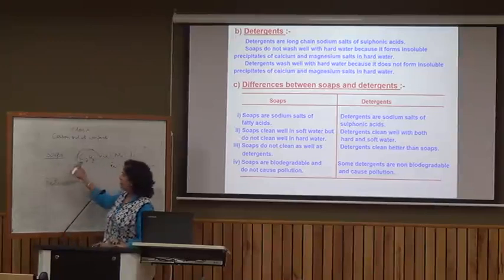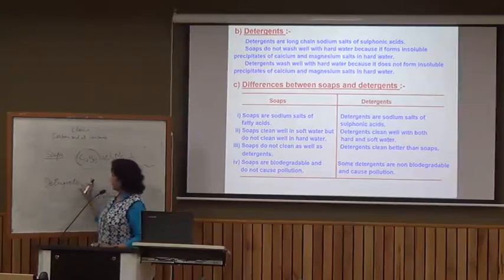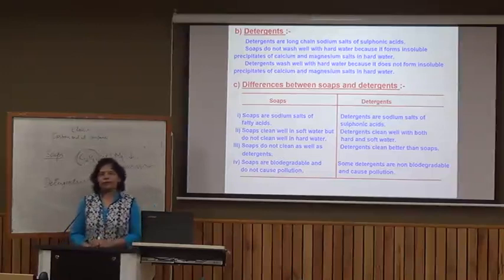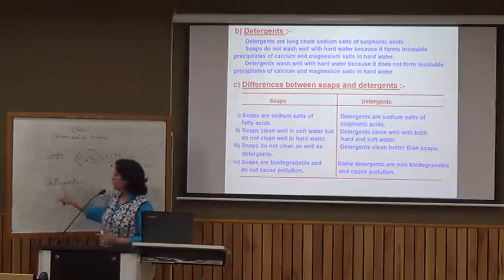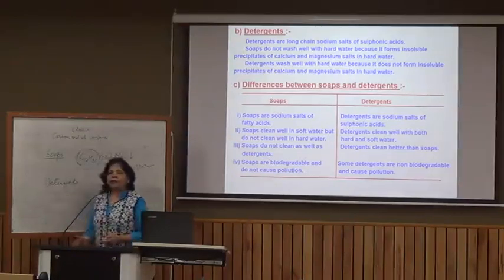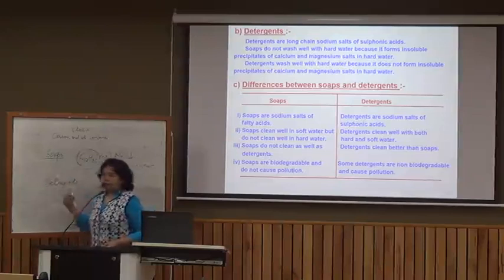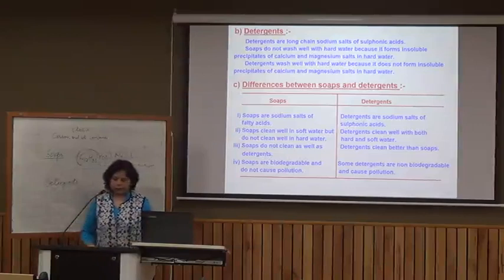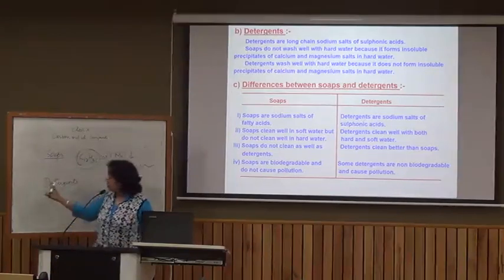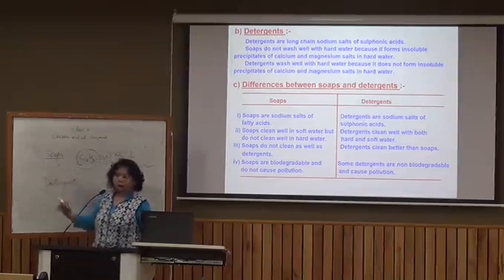So that is why soap cannot be used in hard water, whereas the sodium, magnesium and calcium salts of detergents are also soluble in water. So detergent can be used in hard water also. The only problem with detergents is that they are non-biodegradable, so they pollute. Soaps are biodegradable. So this is the difference between soaps and detergents. And the cleansing action of detergents is better than that of soaps.